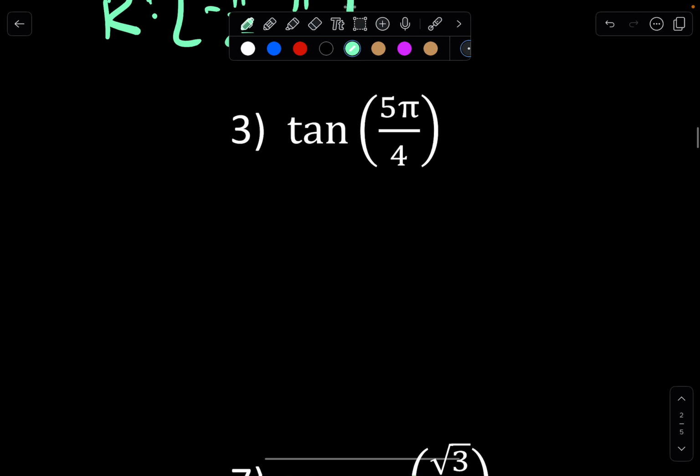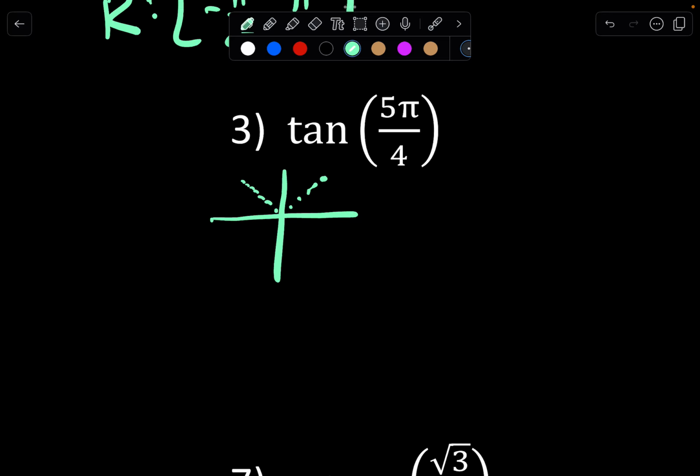Number 3, we have tangent of 5 pi over 4. So 5 pi over 4, we have pi over 4 here, 3 pi over 4, and then 5 pi over 4 is in quadrant 3. In quadrant 3, tangent is going to be positive. All students take calculus, okay? So tangent is positive in quadrant 1 and 3. That's because both coordinates are negative. At this coordinate, we have negative 1 over root 2, negative 1 over root 2. They are the same. Therefore, the ratio of those two values will be 1.